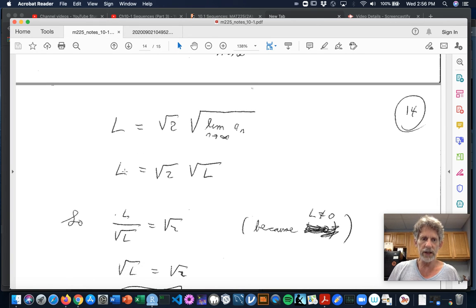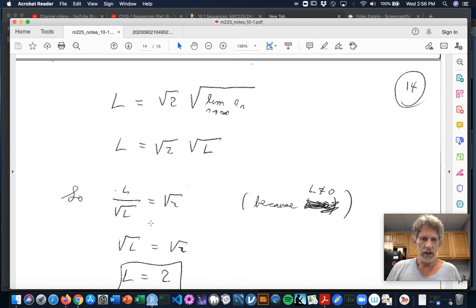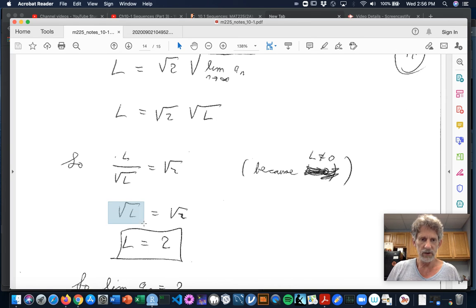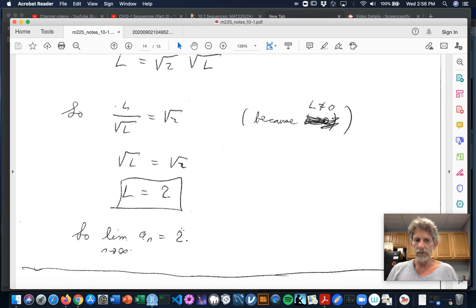So I've got an equation here. I can solve it for L. I can divide both sides by the square root of L because L is not 0, and so the square root is not 0. And I'll get this. And on the left, that simplifies to the square root of L. So I've got square root of L is square root of 2, so L must be 2.